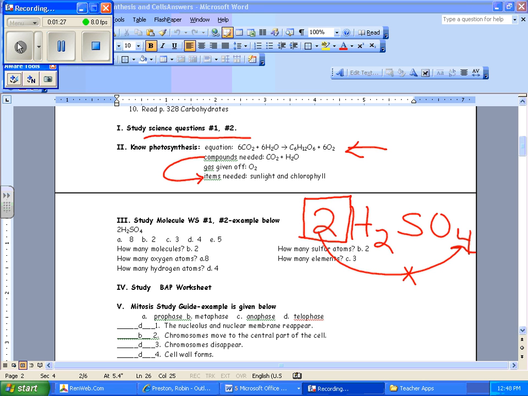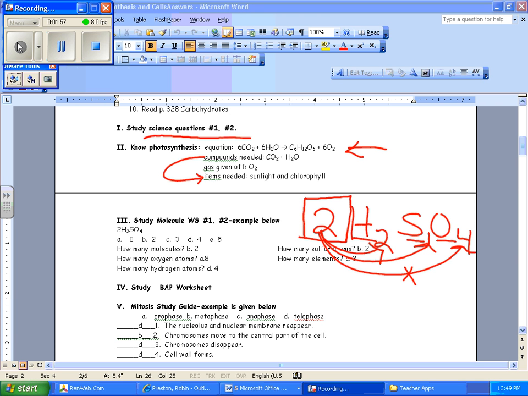2 times 4 is 8 oxygen atoms. Hydrogen, 2 times 2 is 4 hydrogen. And when nothing's there, it means 1. So 2 times 1 is 2. With elements, you count the large letters, the capital letters. H is 1, S is 2, and O is 3. So that has 3 elements.